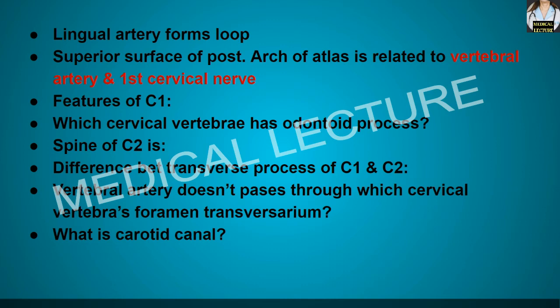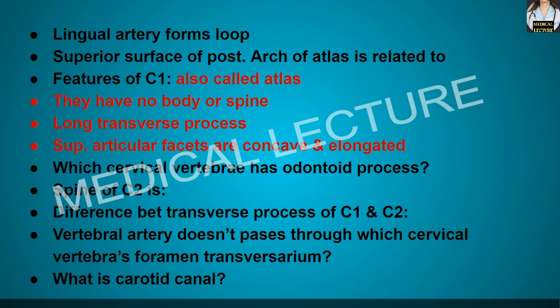Now what are the features of the first cervical vertebra? C1 is also known as the atlas. It has no body or spine. It has long transverse processes, and the superior articular facets are concave and elongated.